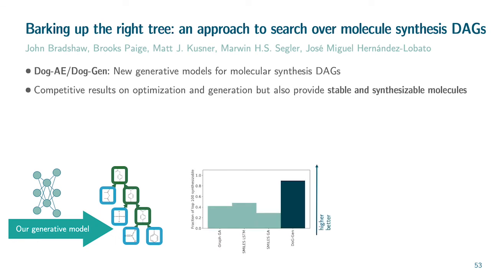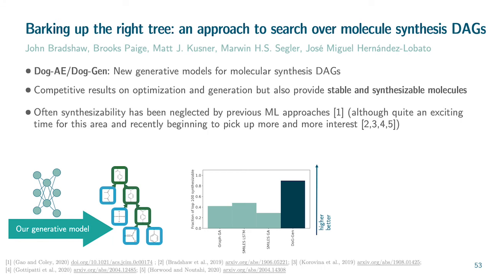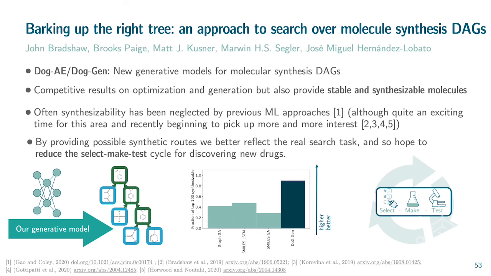So to briefly summarize what I've talked about, I introduced our models DOGAE and DOGGEN, which generate molecular synthesis DAGs. I showed how these models are able to obtain competitive results in optimization and sampling tasks when considering just raw property task score, but also generate stable and synthesizable molecules too. This has often been neglected by many previous machine learning approaches, although I wanted to briefly add that I think this is quite an exciting time for this area and is beginning to change. So if you're interested in this too, I encourage you to check out these other recent relevant works.